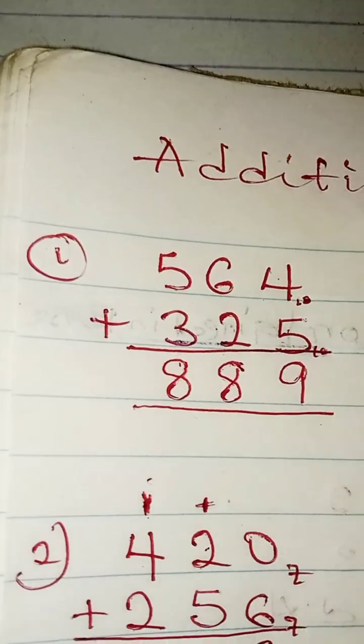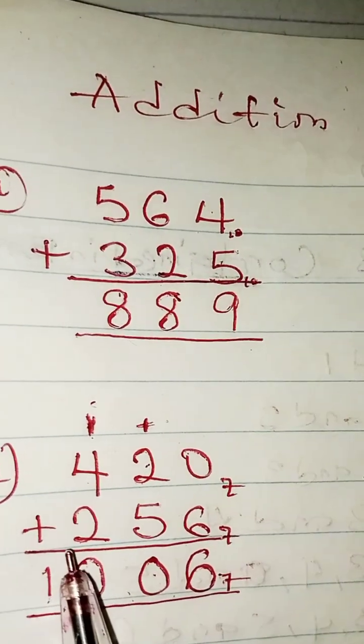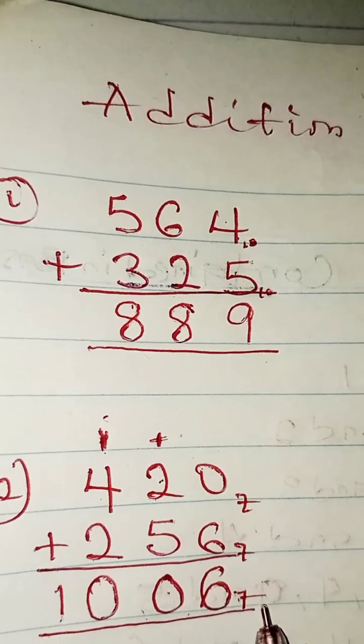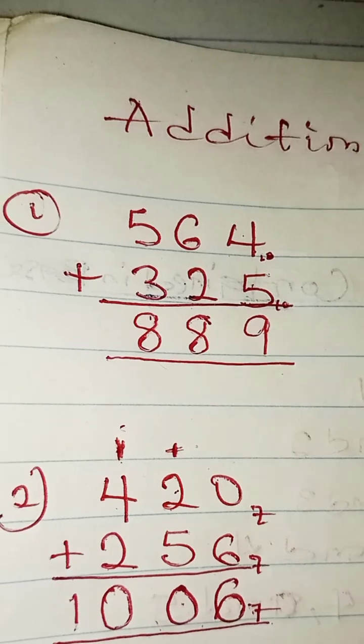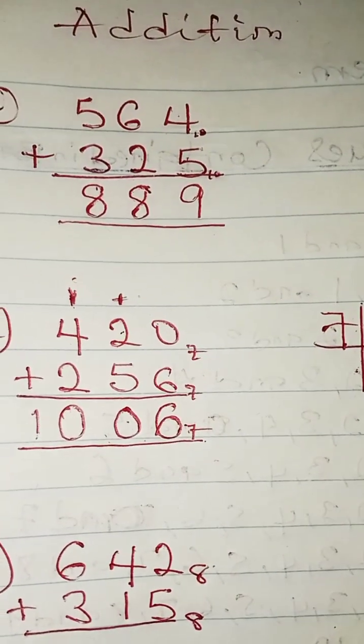base 7. So when you add 427 base 7, 20 base 7 to 256 base 7, you're going to have 1006 base 7. So that is it on that. Let's go quickly to question number 3. Okay, this is question number 3.